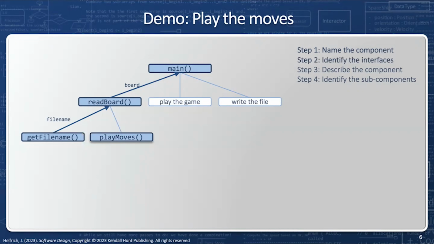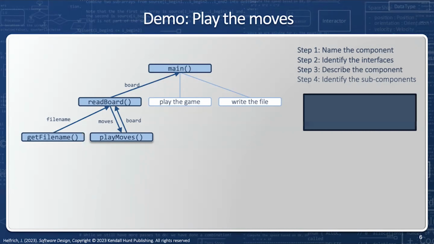Identify the interfaces. What's going to go into it? Well, this collection of moves, and what's going to go out? A board. So I'm going to say moves goes in and a board comes out. And we'll describe the component. Once again, we'll use pseudocode, and we're going to create a default board and go for every move in my collection of moves, and we're going to play one move. And when I'm finished, I'll return my board.